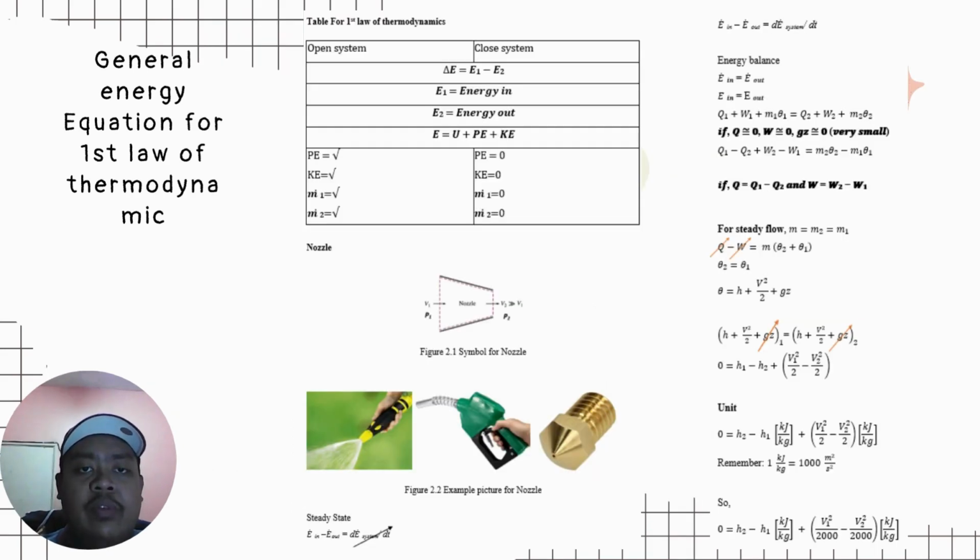Next, continuing from the previous slide, this is the table for the first law that we use as an instruction. This is the nozzle, the device that our group chose, and then these are the symbols, the example picture, and the formula that the nozzle uses to get the answer, like energy balance, steady flow. This is the unit, and so on.